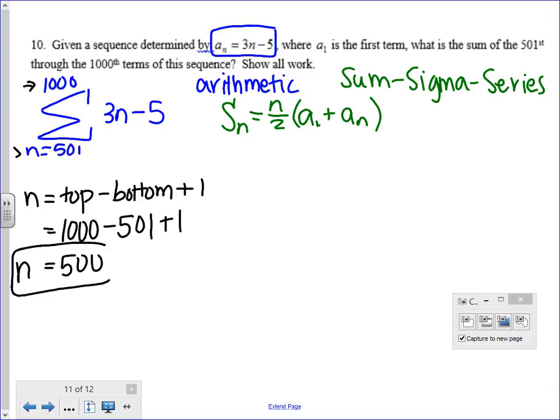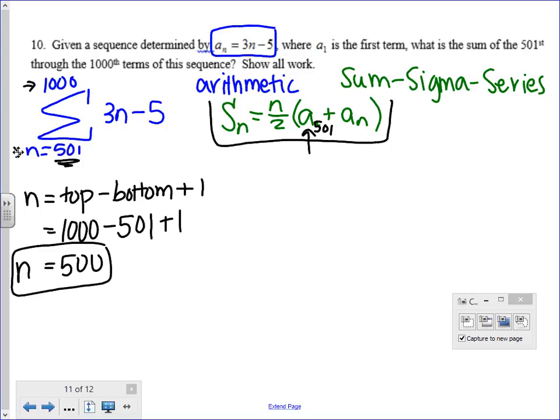So that's going to be the end. We are adding up 500 numbers of this sequence here. Okay, so that's going to go up in here. We're going to use this formula. Now I need to find the first term that I'm adding up. Well, that first term I'm adding up is term 501. That's where my sum is starting. So I need to find the 501st term.